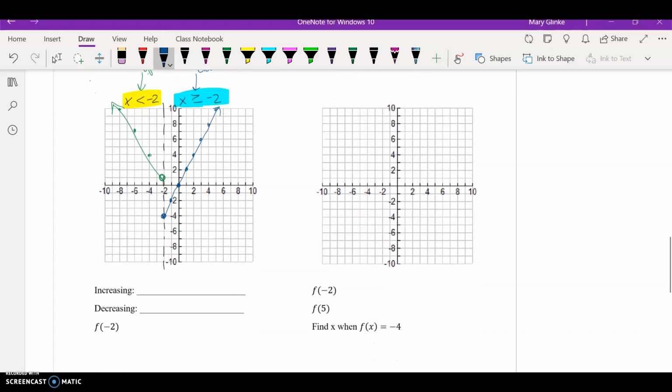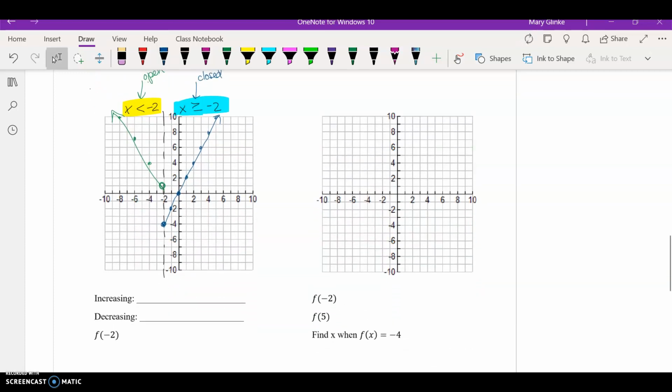Now, based off of this graph, I can answer the next questions. Where is this graph increasing? Where is this graph decreasing? Over here on the left-hand side, I can see that it's going down, and then all of a sudden it starts going up after that. So my increasing is going to start here when x is -2 and go to the right forever, whereas my decreasing started on the left half and stopped when x was -2.